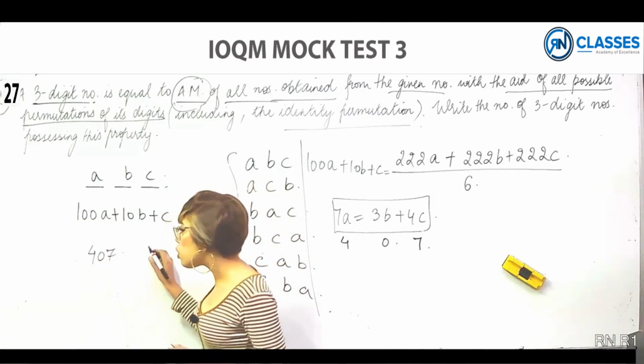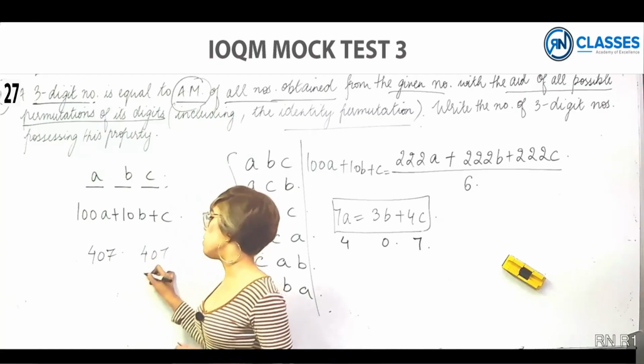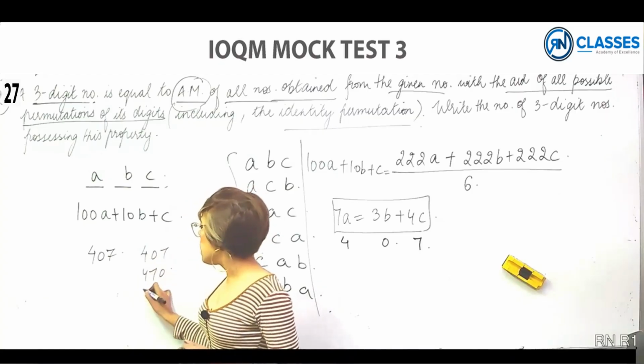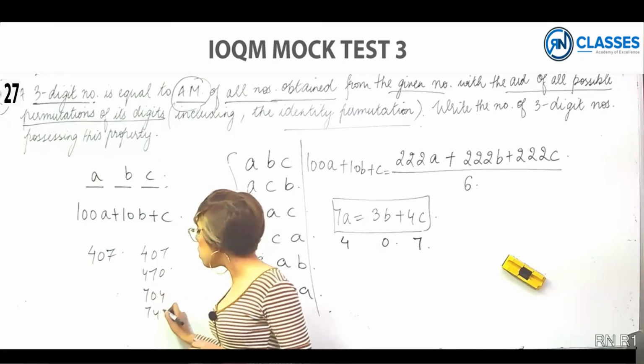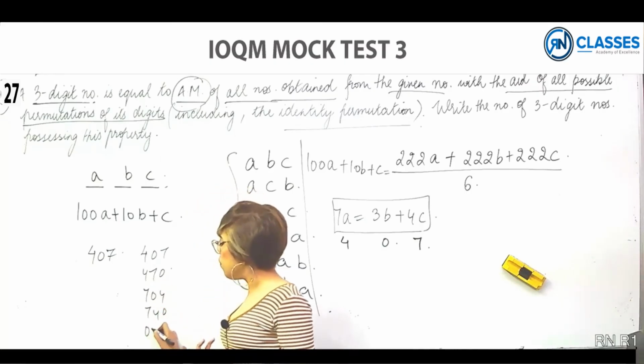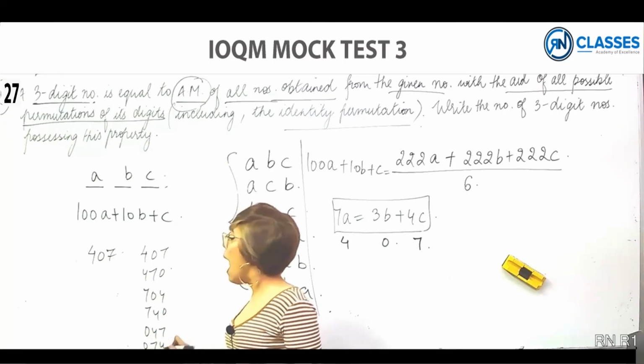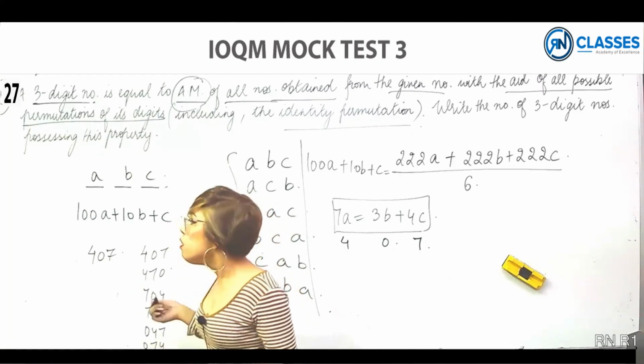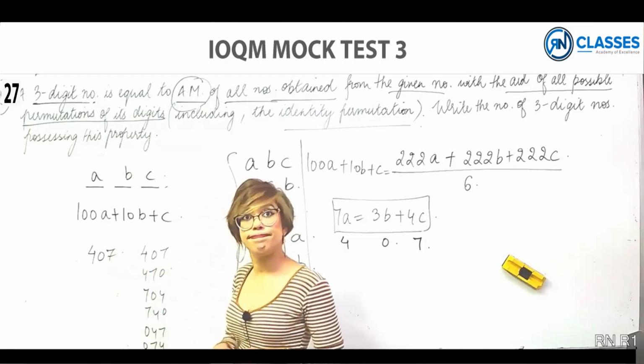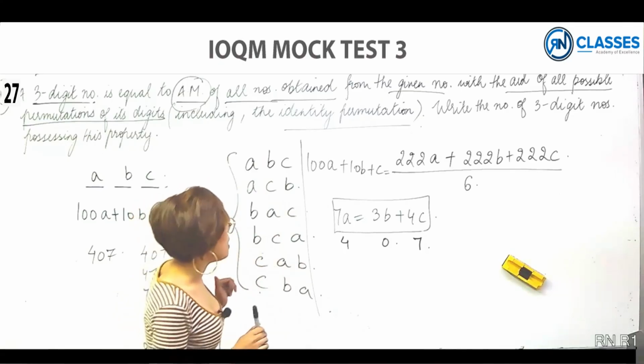You can write all the permutations. So 407 first, 470, then 704, 740, and permutation 047, 074. Add them up, divide by 6, you'll find that it is equal to this itself. Right? Okay, so we've got one such number.